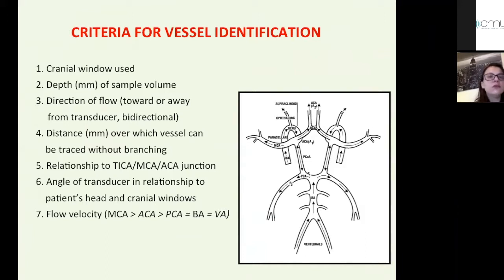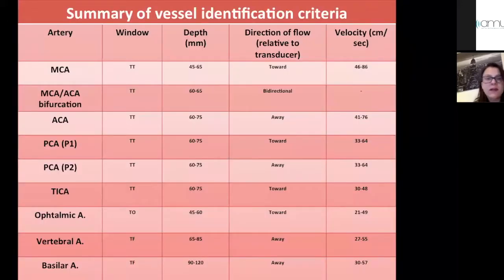So according to the cranial window which is used, the depth, the direction of the flow, the distance over which the vessel can be traced without branching, and the relations between the different vessels and the flow velocity, we are actually able to insonate in 99% of the cases all of the vessels. This is a small summary of the vessel identification criteria.